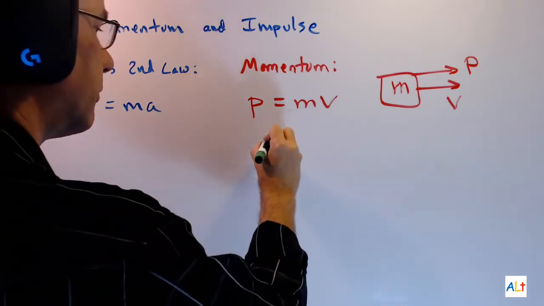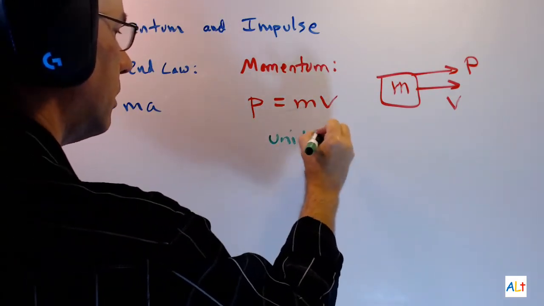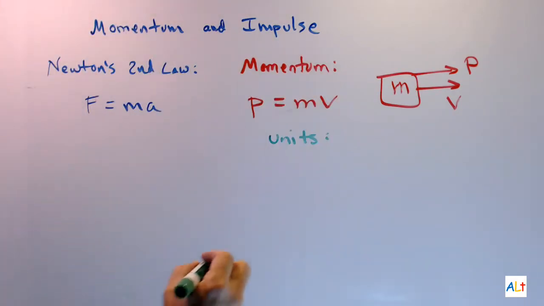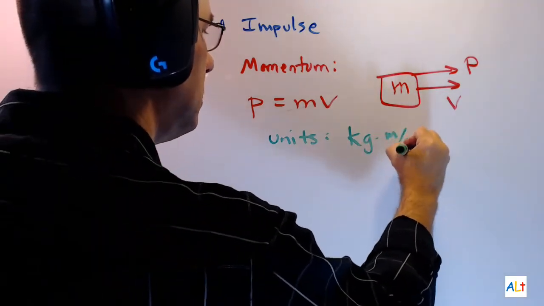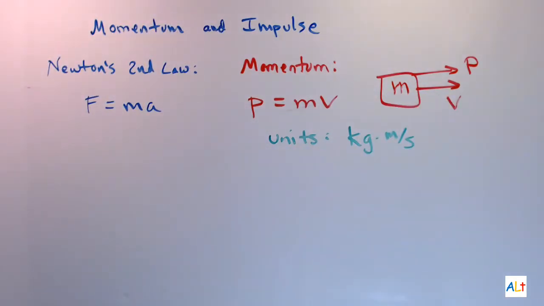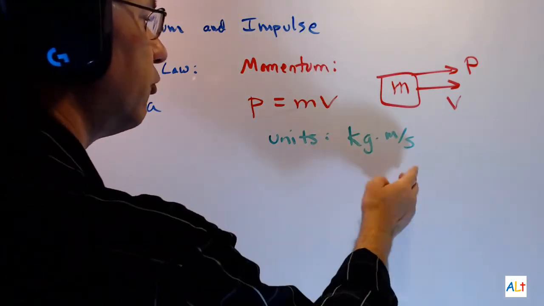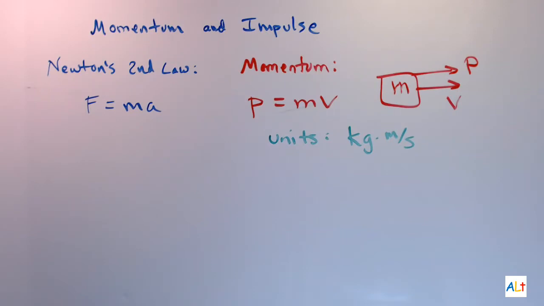The units for momentum are simply the units of mass times velocity. Kilograms times meters per second. Kilogram meters per second. And there's no special name for this combination of units.